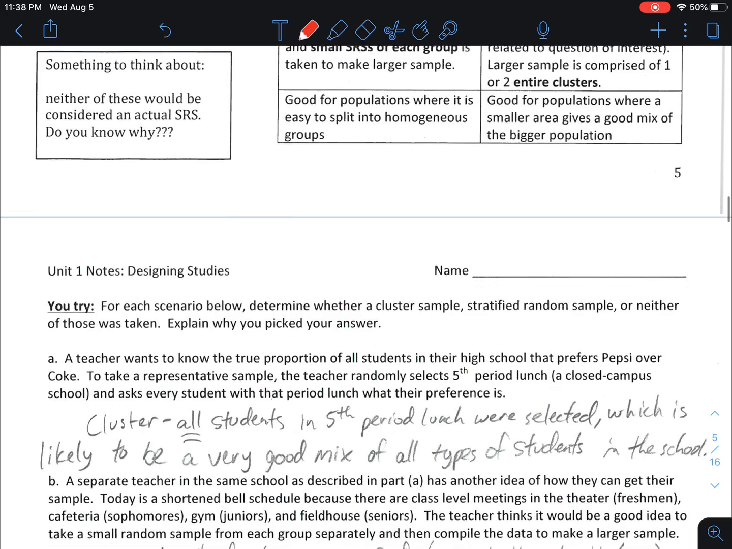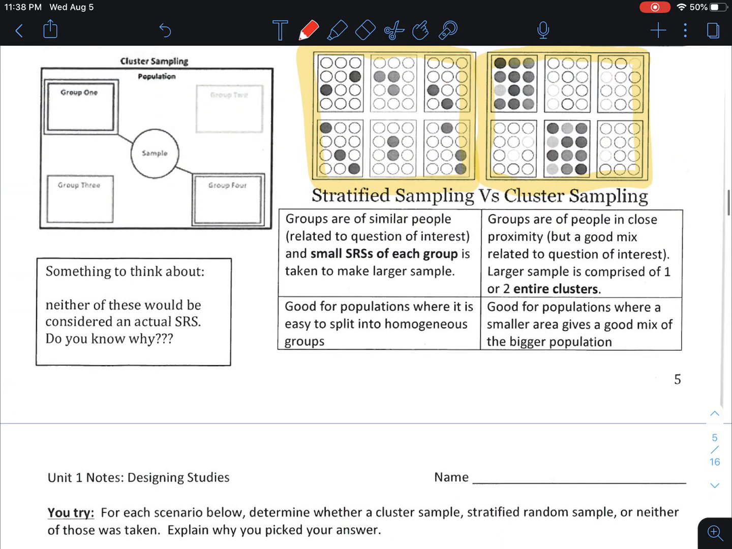I'm not going to read every single thing there, but here's what I want you to do, okay, before I scroll the answers. In this You Try section here, determine whether a cluster sample, stratified, random, or neither of those was taken. I know, curveball, crazy. Explain why you picked your answer, okay? A stratified might be they separate them into homogeneous groups and then took a small SRS of each group. Or a cluster might be that they were separated into heterogeneous, well-mixed groups based on location or proximity, and then they picked everybody from one or a couple of those. Okay, so pause it, try those, and then we'll take a look.